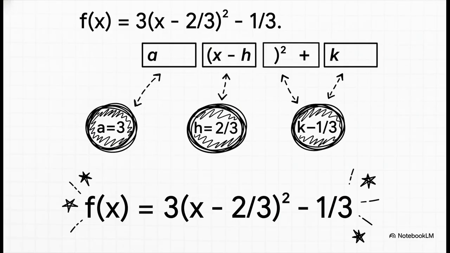Okay, we did the hard part. We found our a, which was 3, our h, which is 2 over 3, and our k, which is negative 1 over 3. Now we just have to put it all together. Plugging all that into the vertex form gives us our final answer: f of x equals 3 times the quantity x minus 2 over 3, all squared, minus 1 over 3.